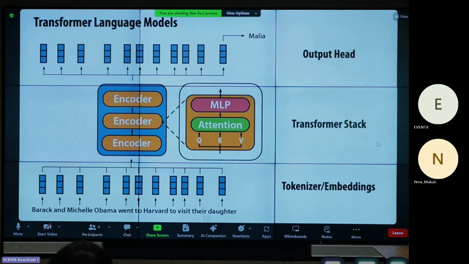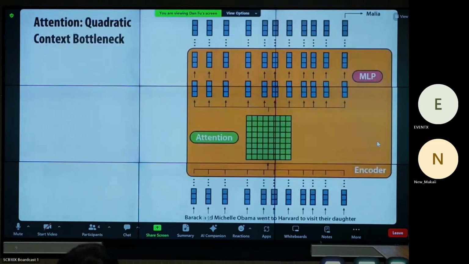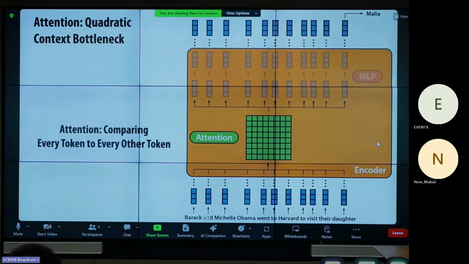Okay, so let's dive deeper into this transformer stack. This is really the part that we'll focus on in this half of the talk, but also keep that NLP example in mind. What attention is really doing is a brute-force quadratic comparison. It's taking every token in that sentence and comparing it to every other token. So what's the relationship between Barack and Obama, between Barack and Harvard, between Barack and daughter?